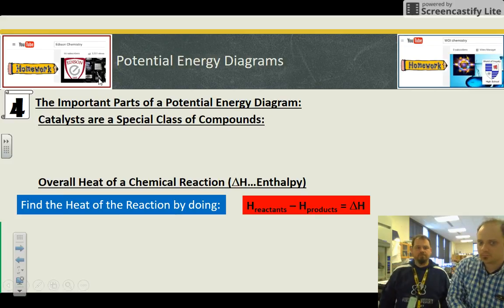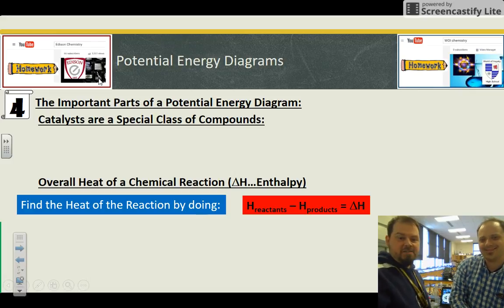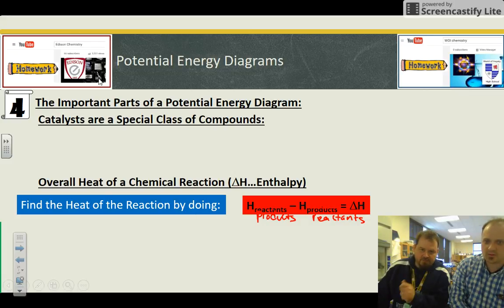That's really the definition. For the overall heat of the reaction, delta H, we do this specifically by the heat of the reactants minus the heat of the products. It's actually, no, is it reactants minus products, or is it backwards? You got it backwards again. Anyways, it is products minus reactants. We need to fix that. Products minus reactants. Always products minus reactants.